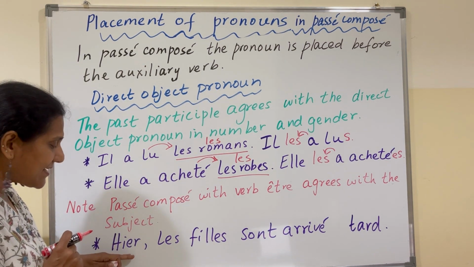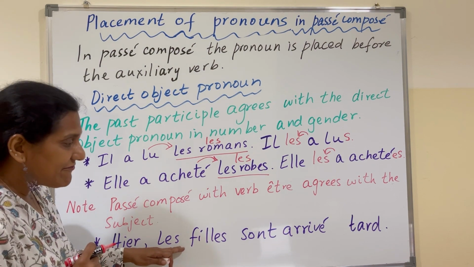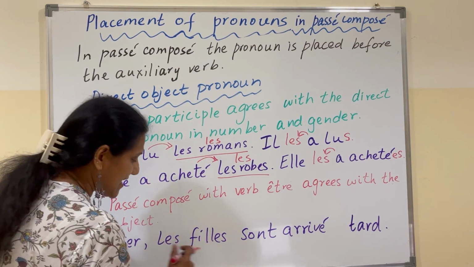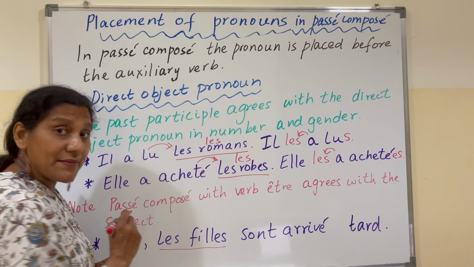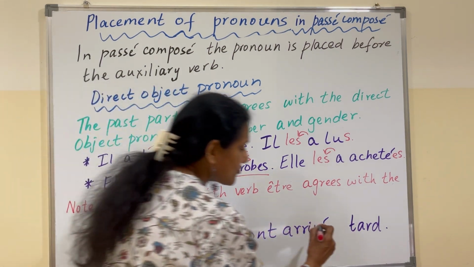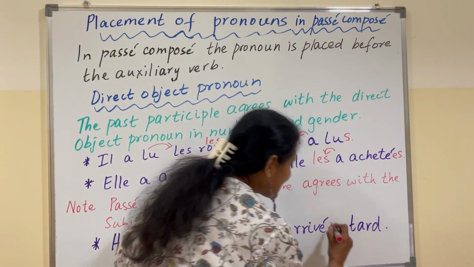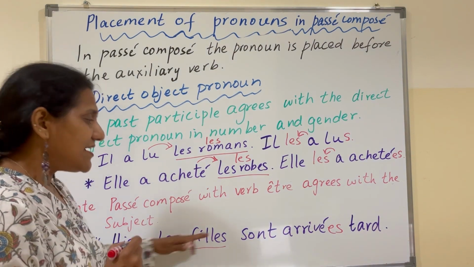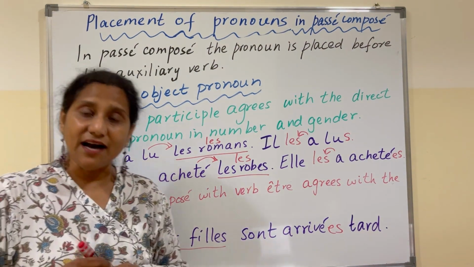Now, let's look at an example. Hier, les filles sont arrivées. Filles is feminine and plural. Therefore, I need to add an E and an S. So, les filles sont arrivées tard.